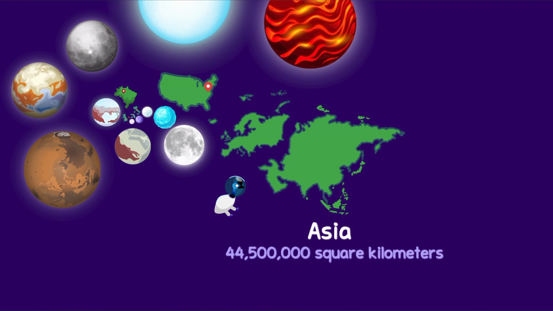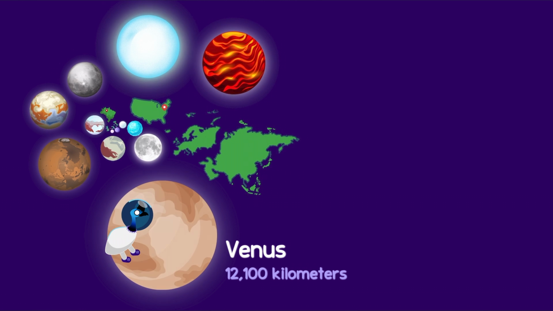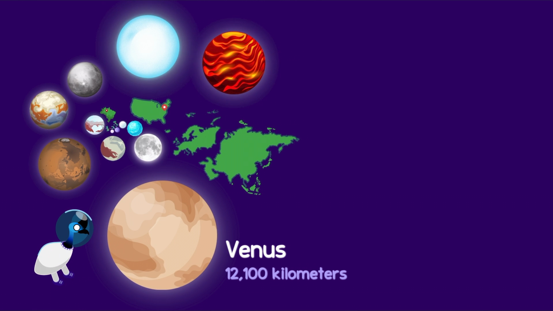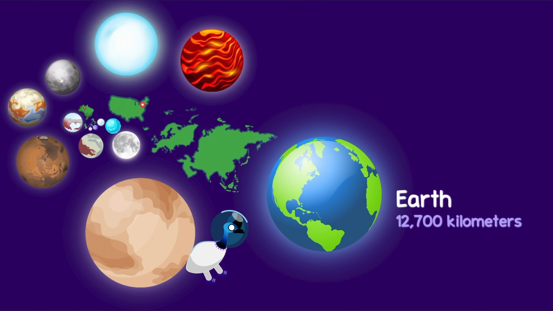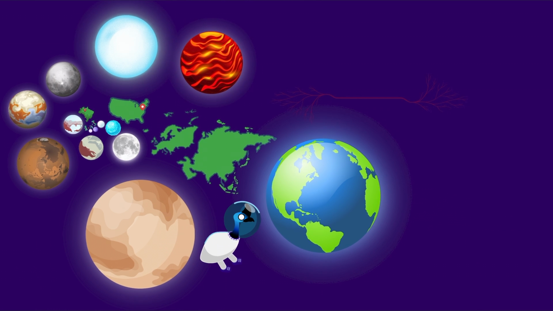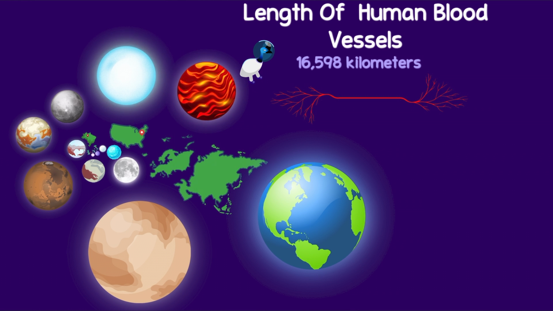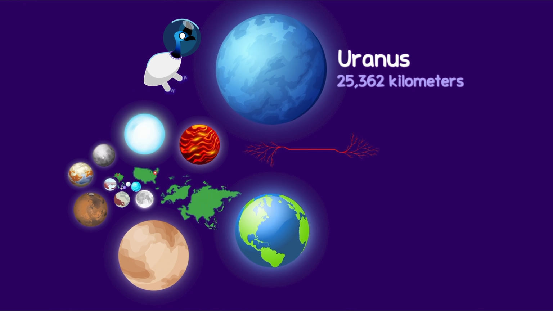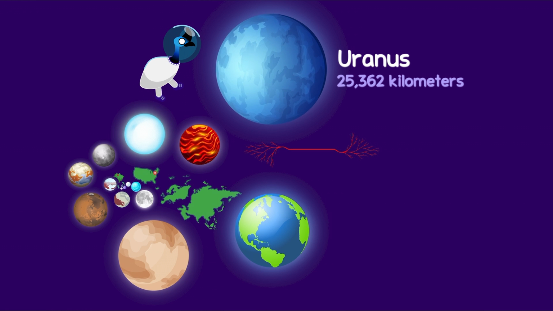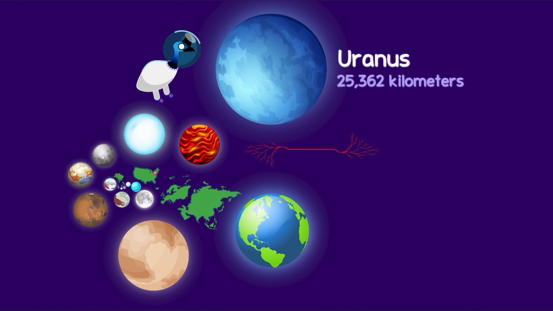Asia, 44,500,000 square kilometers. Venus, 12,100 kilometers. Earth, 12,700 kilometers. Length of human blood vessels, 16,598 kilometers. Uranus, 25,362 kilometers, our 7th planet in our solar system with an unusual sideways rotation and icy blue appearance.